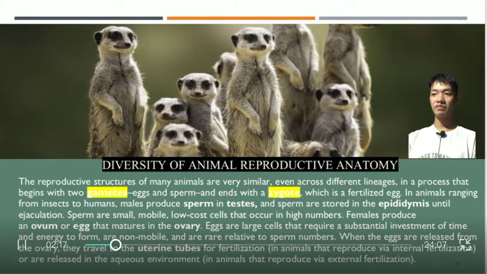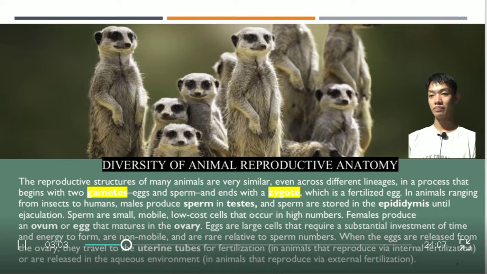So, diversity of animal reproductive anatomy. The reproductive structures of many animals are very similar, even across different lineages, in a process that begins with two gametes, commonly known as the egg and the sperm, and ends with a zygote, which is a fertilized egg. In animals ranging from insects to humans, males produce sperm in testes, and sperm are stored in the epididymis until ejaculation. Sperm are small, mobile, low-cost cells that occur in high numbers.